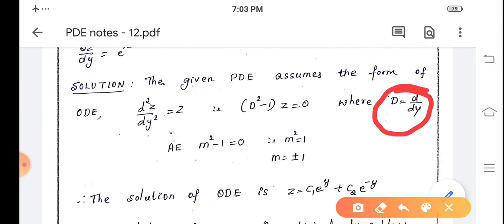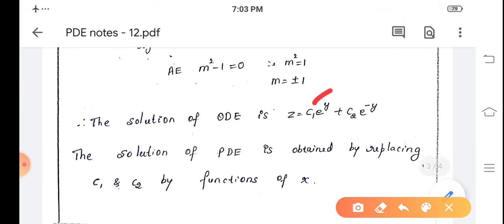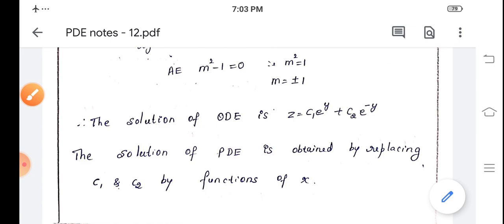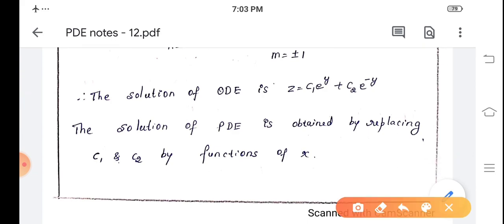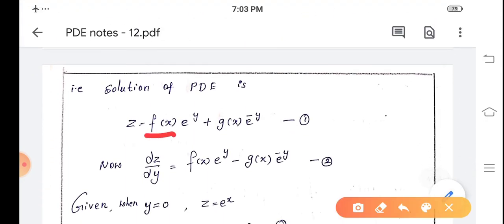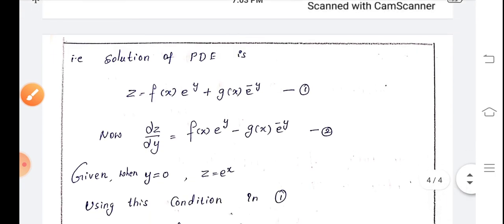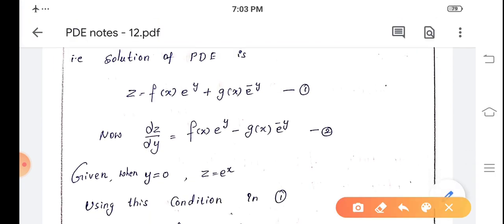Since the differential operator D is d/dy, here we write the solution in terms of y only. That is z is equal to c1 e^y plus c2 e^(-y). Then we write the solution of the partial differential equation by replacing c1 and c2 by functions of the other variable, that is x here. We replace c1 by f of x and c2 by g of x. Then we obtain the solution of the partial differential equation as z equal to f(x) e^y plus g(x) e^(-y). We'll take it as equation number 1.